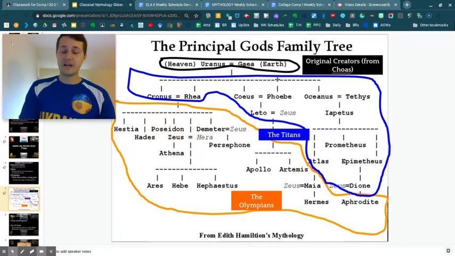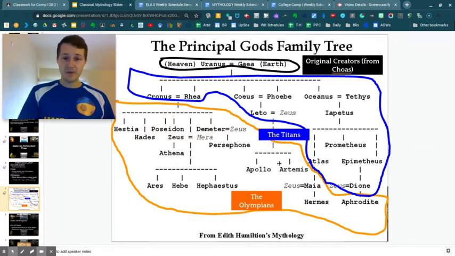I'm going to get to that story in a second. Then the Titans have babies, mostly coming from this branch over here with Rhea and Cronus. We have a couple others to break off as well, and they become the Olympians. So you have first the original creators, then their children, then their children. So you kind of understand that.